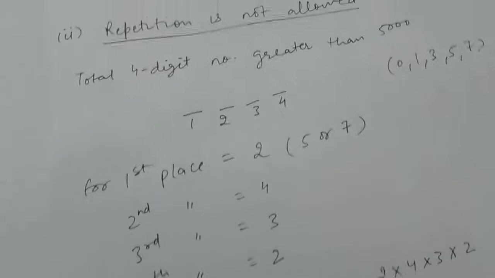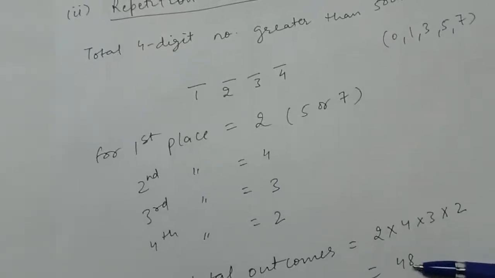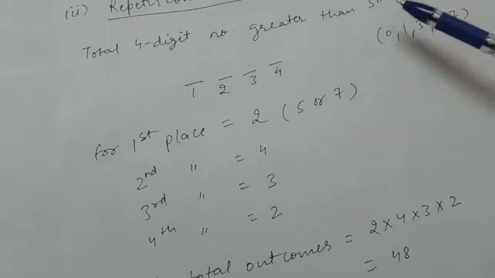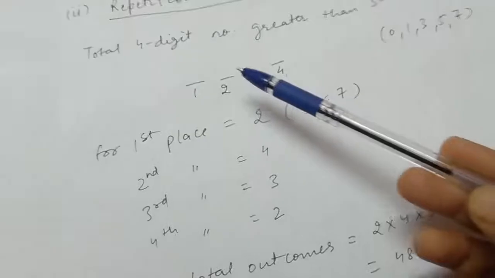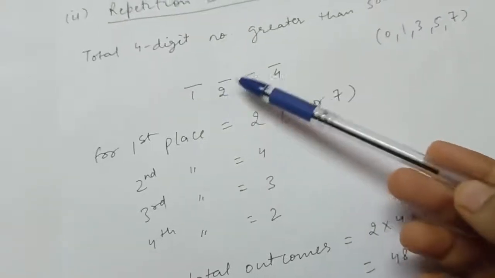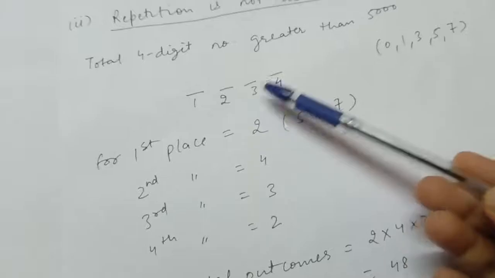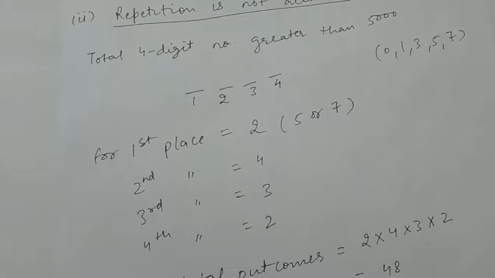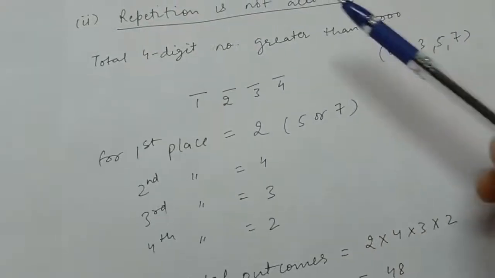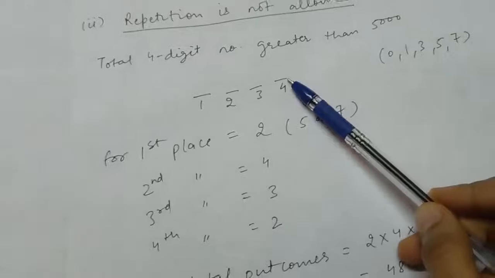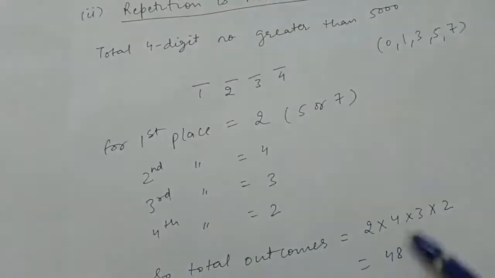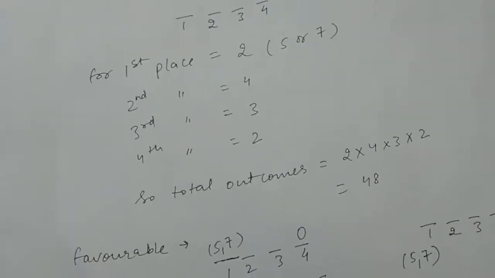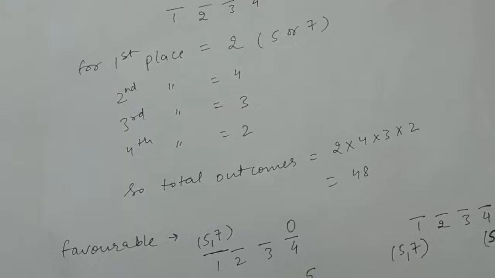Also see, because digits cannot repeat, in these 48 cases there will be no case which will make the number 5000. Why? Because we cannot repeat the digits. If suppose I choose 0 here, then I cannot choose 0 for the third place. So there will be no case which will give the number 5000, as in 5000, 0 is repeated thrice. But in our case now repetition is not allowed. Therefore no case will give you the number 5000. So all of these cases are numbers greater than 5000, right? So the total outcomes is 48.